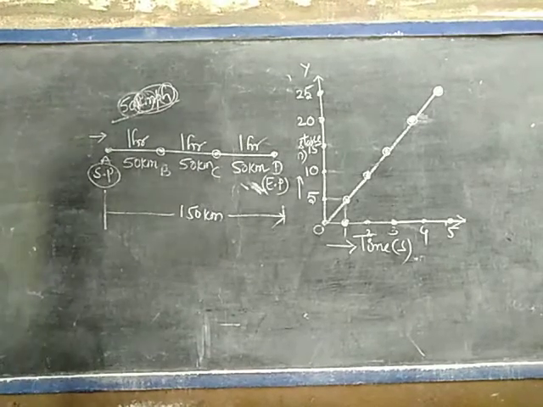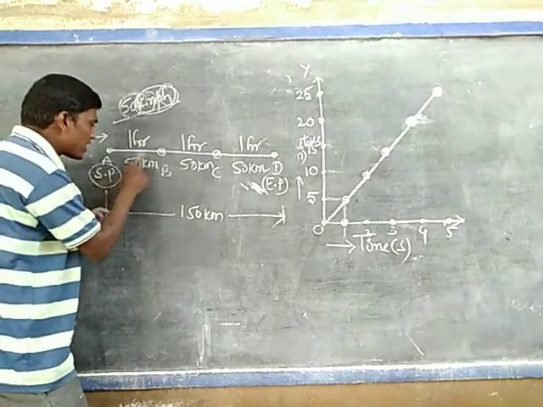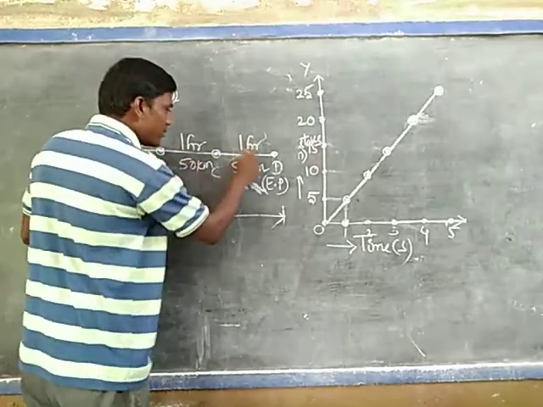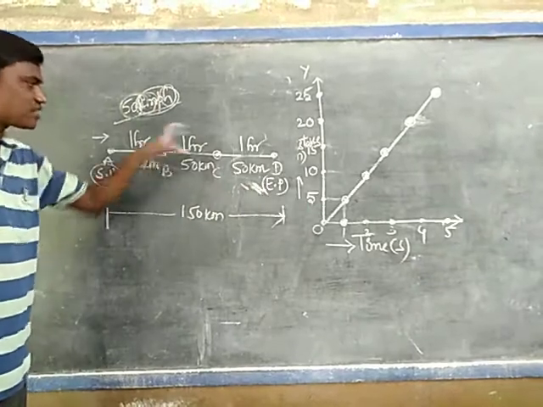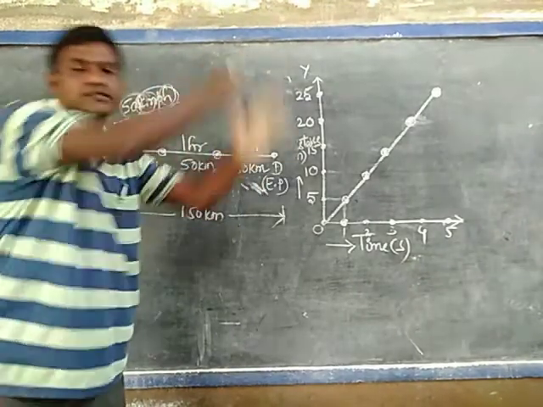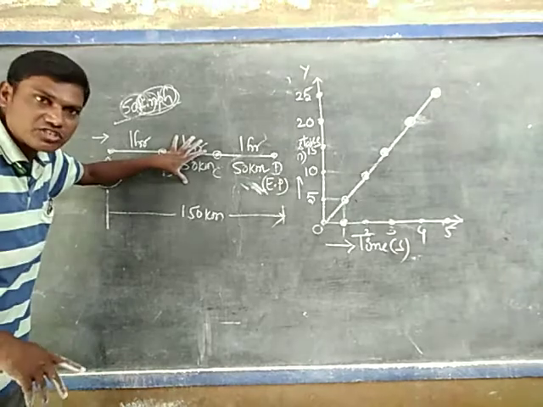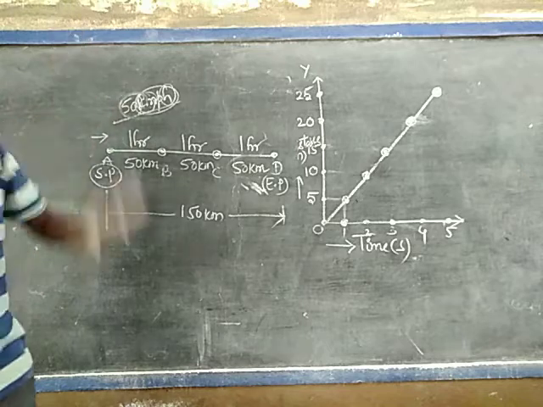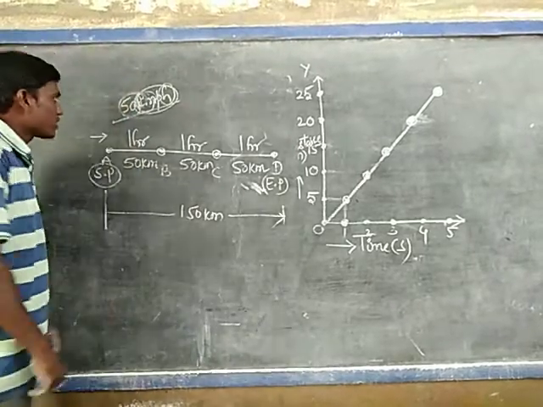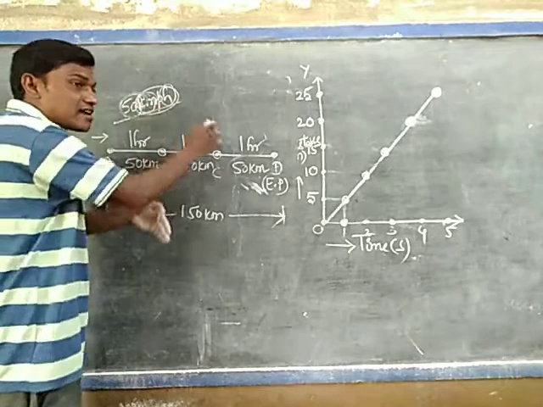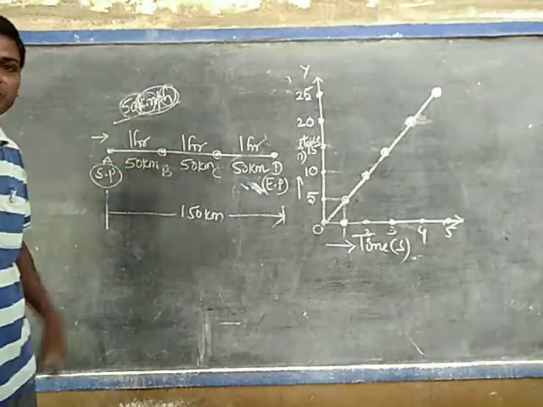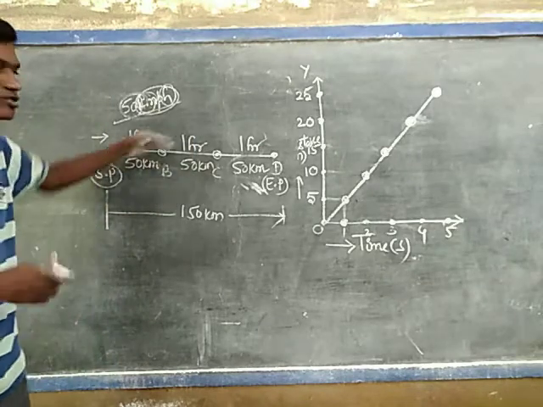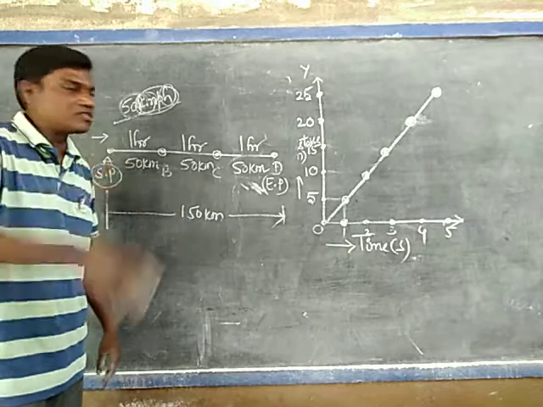Here we observe that a person covered equal distances in equal intervals of time in his journey. That's why the person moved with uniform speed. This situation is possible only when the person moves with constant speed; at that time uniform speed is valid. Otherwise, if one time it is 50 and one time 100, the time intervals may change. The distance is the same, but the time changes. Then it does not come under uniform speed, it is variable speed.